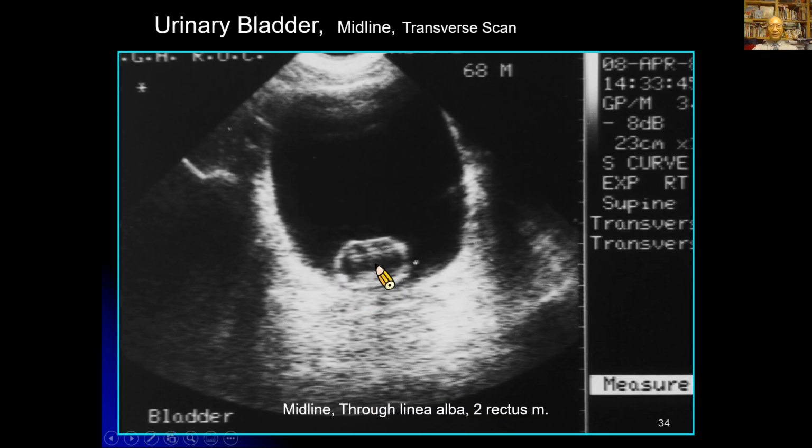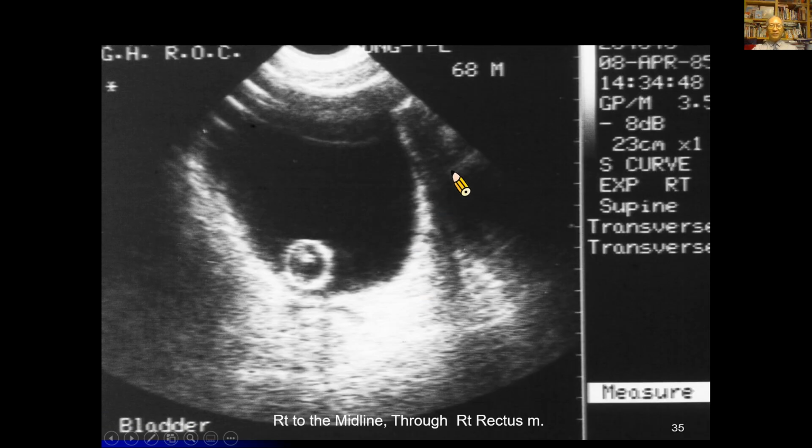And here, two Foley catheter balloons, just because the rectus muscle here serves as a lens, and therefore refraction occurs, and one balloon looks like two balloons. In this situation, you can move the transducer lateral to the midline, then you can see only a single balloon.